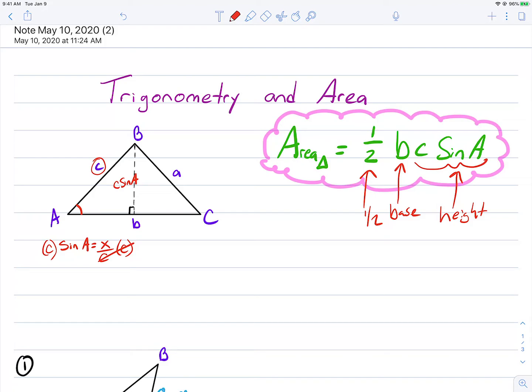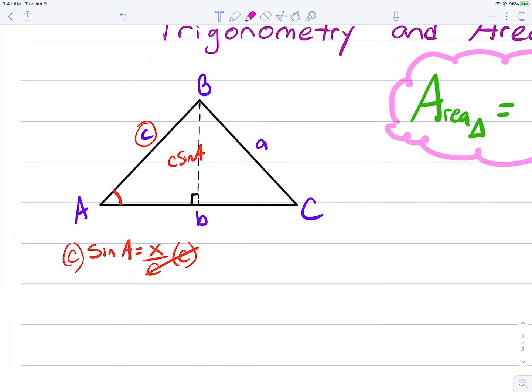So for a problem like this, the things that we're going to need to know are an angle, so A, one of the sides, C, and the base, B. So I want you to look at where they're located. That means it's an angle that is included with two sides. So this is like a side-angle-side. The angle needs to be included in those two sides.